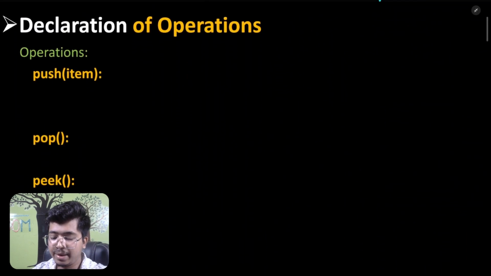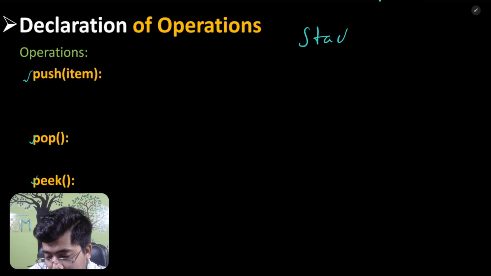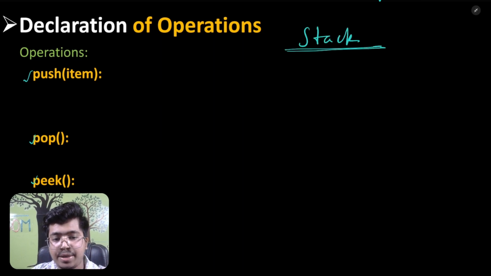Now look, declaration of operations. I have already provided some operations: push, pop, peek. If you are freshers, you will not understand those operations, and if you have already graduated, you will understand them. These are nothing but the operations of stacks and queues. That is a topic you will study later, that is stack. So we can call stack an abstract data type.